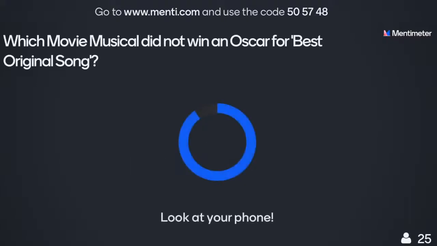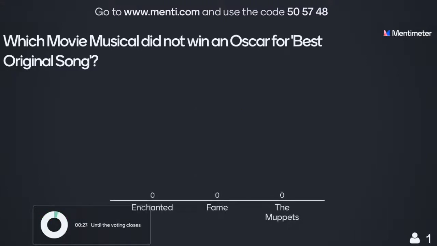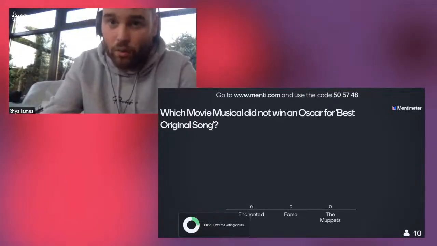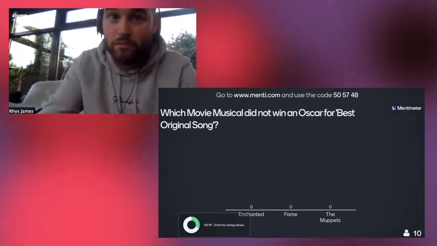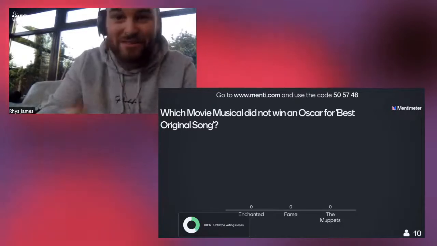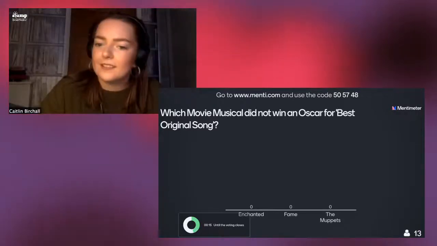Answer fast to get more points. Which movie musical did not win an Oscar for the best original song? Was it Enchanted, Fame, or The Muppets? So I think it's saying which of these movie musicals did not win an Oscar for the best song. There's plenty of movie musicals that didn't win Oscars for the best song, but you can't write in to us, so... No, please don't complain. Just one of those three.